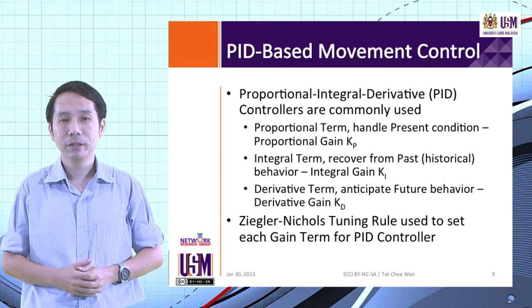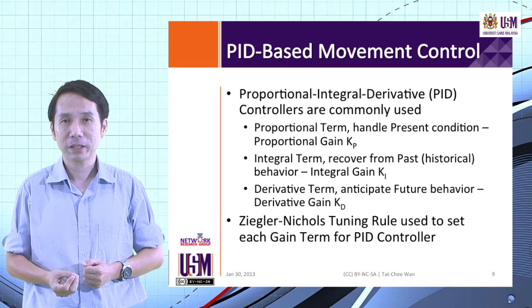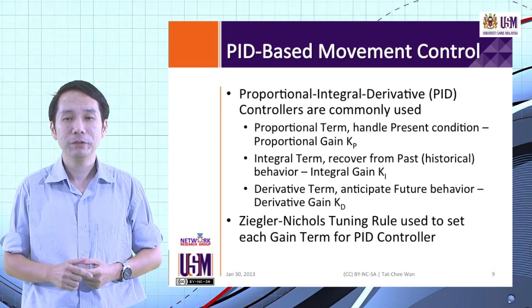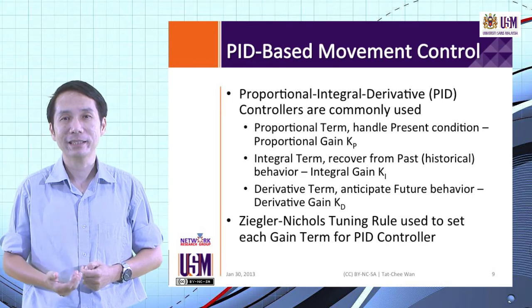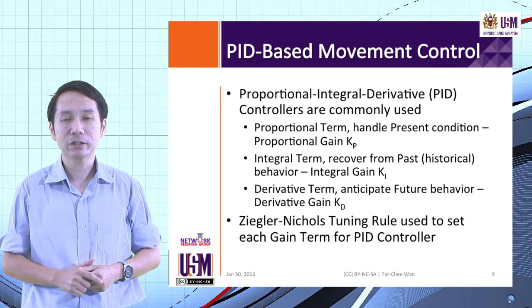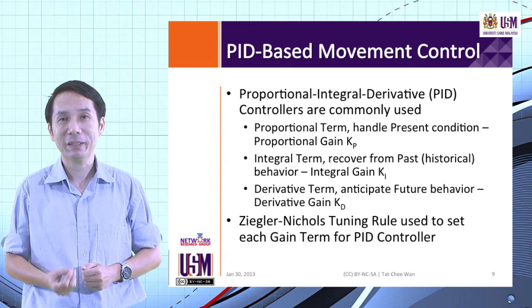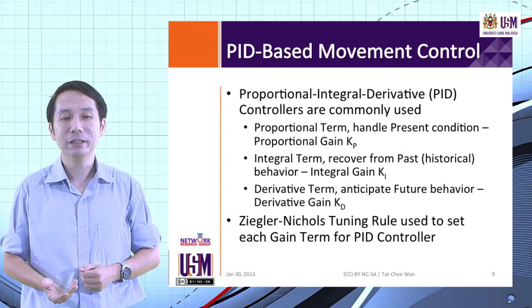Most proportional integral derivative controllers, or PID controllers, have certain parameters that control their operation. The first is the proportional term, which handles the present conditions, and is known as the proportional gain, or K sub p. The second is the integral term, which is to recover from past or historical behavior, known as the integral gain, or K sub i. Finally, the derivative term, which is to anticipate future behavior, is used as the derivative gain, K sub d.